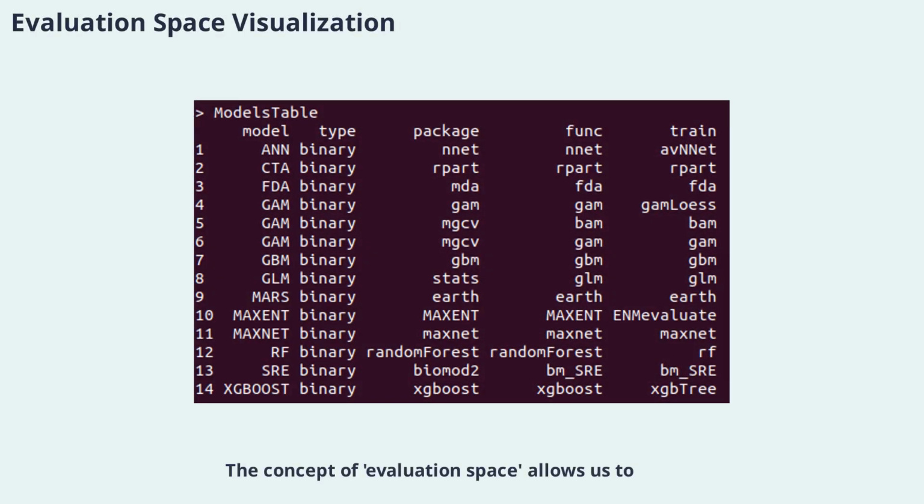The concept of evaluation space allows us to visualize the consistency of evaluation metrics between models. By plotting metrics such as TSS or AUC for different models and runs, we can assess their agreement and identify outliers. This graphical approach provides a holistic view of model performance, highlighting areas of strength and potential improvement. It's a powerful tool for comparing models and ensuring that conclusions are based on consistent, reliable results.